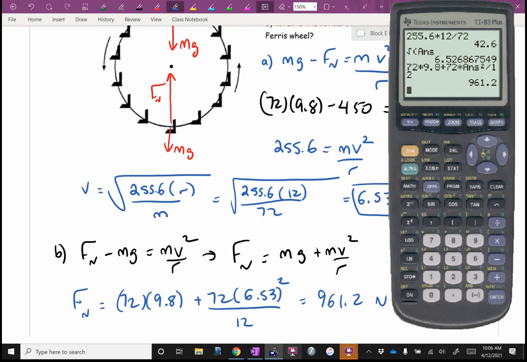How many g's are they feeling at the bottom? How would I take a force and convert it into g's? How do I convert an acceleration into g's? Do you remember? Divide by 9.8. How do I convert a force into g's? Instead of dividing by g, I divide by mg. If I divide this by 72 times 9.8, I get about 1.4 g's.